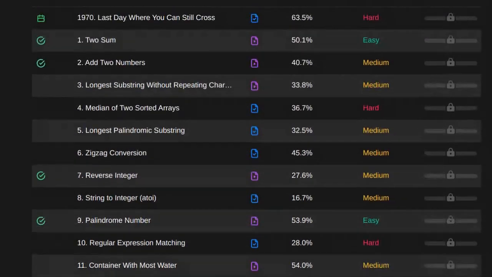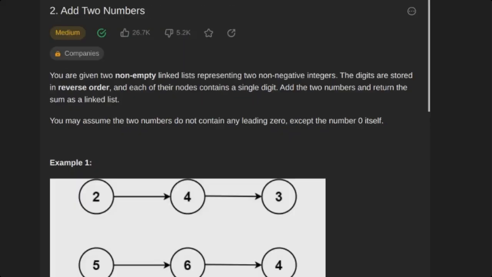If you want a job as a software engineer, then you need to know the add two numbers problem. In regular addition, we do that one digit at a time, just like you learned in grade school. Starting with the ones place, 2 plus 5 is 7. In the tens place, 4 plus 6 is 10, so we carry the 1 over. In the hundredths place, 1 plus 3 plus 4 is 8.